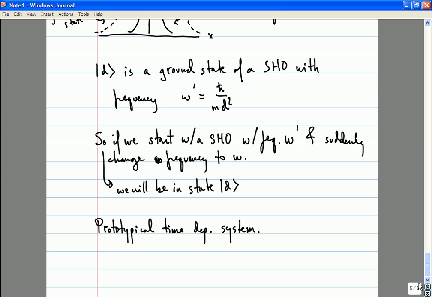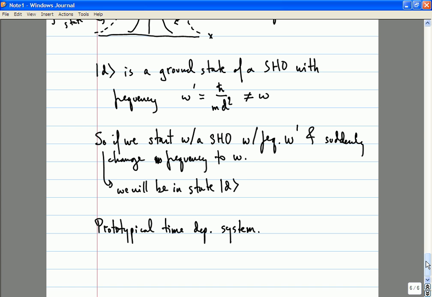Question? Yeah, I was just confused because omega prime is the frequency of the state D. And well, sorry. That's not correct. There, okay, good. Yeah. The point is that the simple harmonic oscillator with frequency omega has a ground state which is Gaussian with some width. The width of that Gaussian is determined by the potential. It's determined by omega.